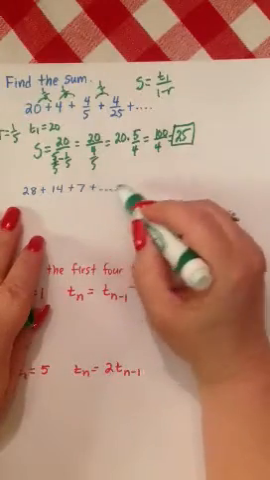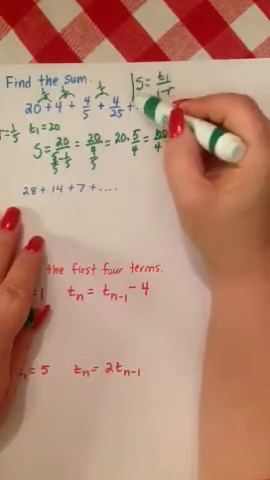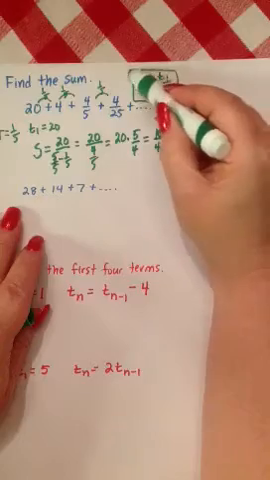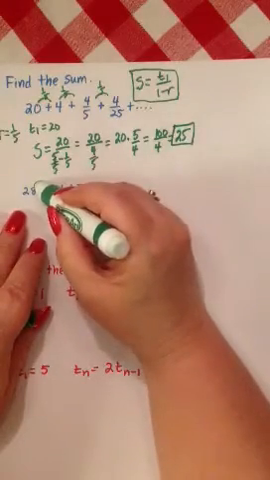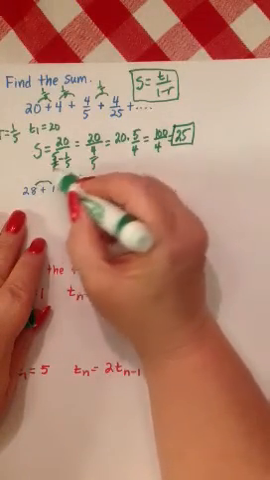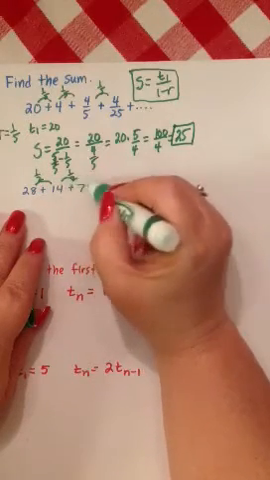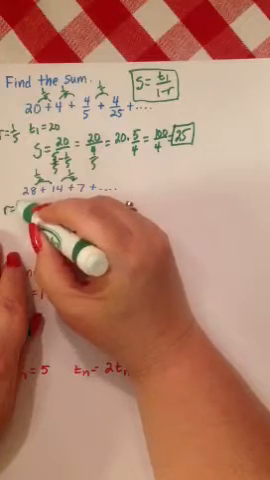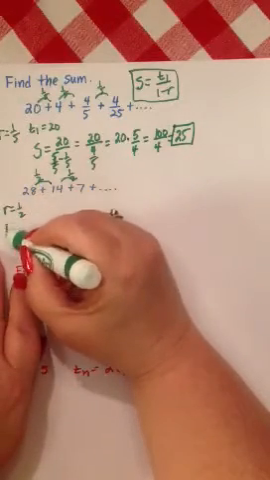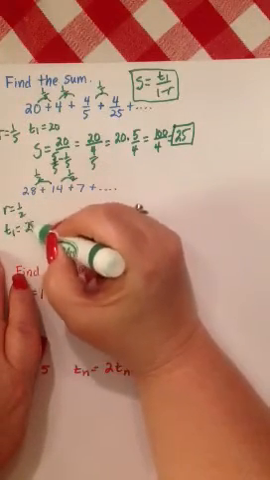Let's do it again for this one. Remember your formula, the sum is equal to t sub 1 over 1 minus r. So what do you multiply 28 by to get it to be 14? I believe it's 1/2, and half of that is 7. So we know r is equal to 1/2, and obviously t sub 1 is 28.